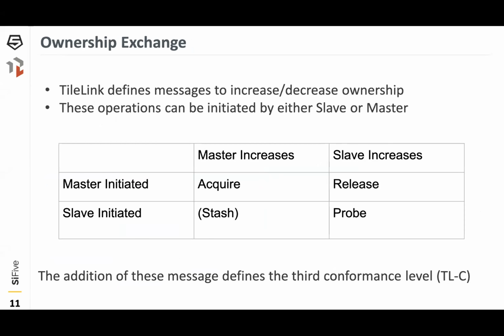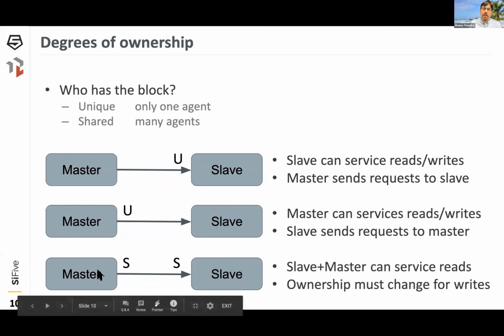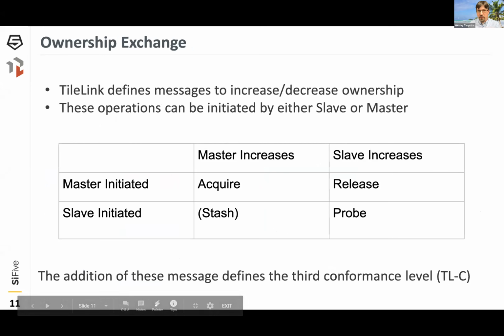Anyway, moving on. So how can ownership be exchanged? So we've seen in this picture that the ownership can move from the slave to the master or be shared. So to do that, we need to have messages that can do it. So the operations can be initiated either by the master or by the slave. And the operation might be causing the master to increase his ownership or the slave to increase his ownership. So for this sort of quadrant of four things, there's obviously four possible messages.